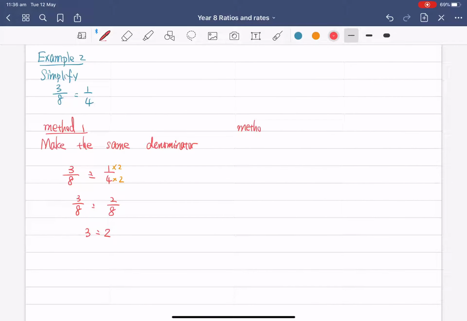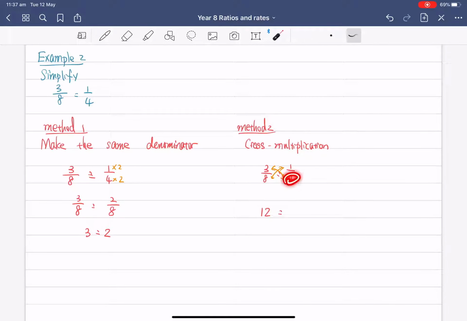For the second method, I will call that cross multiplication. Using this method, you can simplify the ratios quite easily as well. So let's try that. What is cross multiplication? Well, basically you just simply multiply across. So 3 times 4 is equal to 12. You just write down 12. And then 8 times 1.